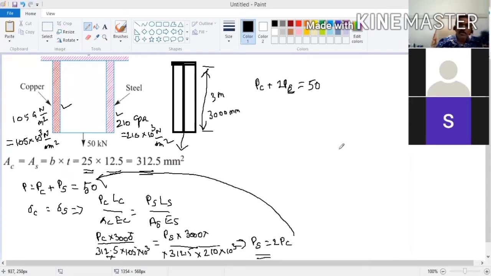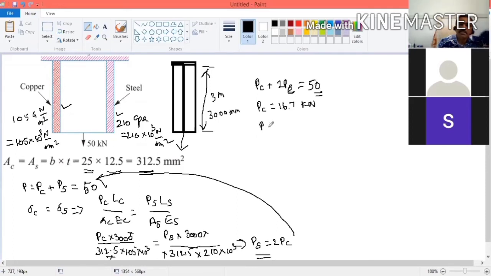Now, what is the value of PC? You can calculate 50 by 3. That is how much? 16.7 kilonewton, because we substituted force in kilonewton. So we will get PC as 16.7 kilonewton.